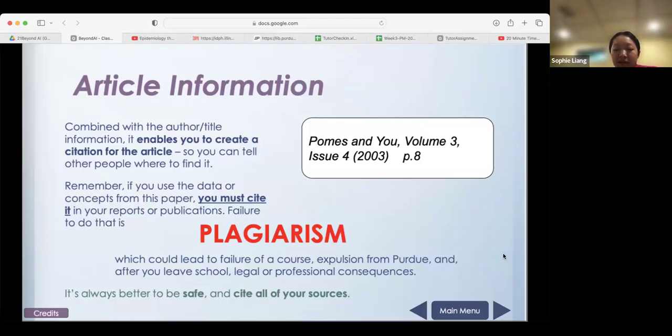So it's always better to be safe and to cite all of your sources. So just make sure to cite all of your sources before you submit anything. And it's a good habit to keep track of all the sources you look at, you read, you use, just so you don't forget. So keep track.